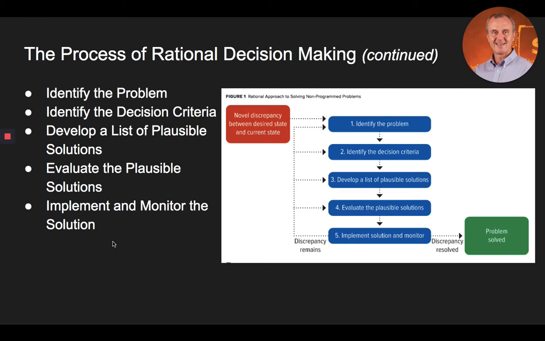So in summary, in talking about the process of rational decision making, the rational approach to decision making involves thoughtful analysis using a series of 5 steps. Number 1, identify the problem. Number 2, identify decision criteria. Number 3, develop a list of plausible solutions. Fourth, evaluate the plausible solutions. And fifth, and lastly, implement and monitor the solution.